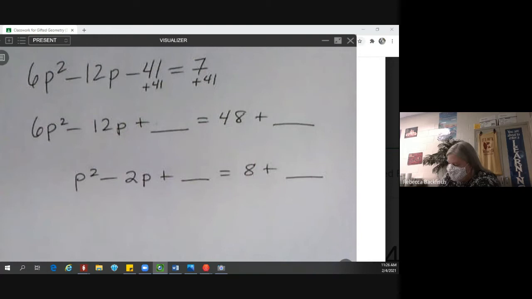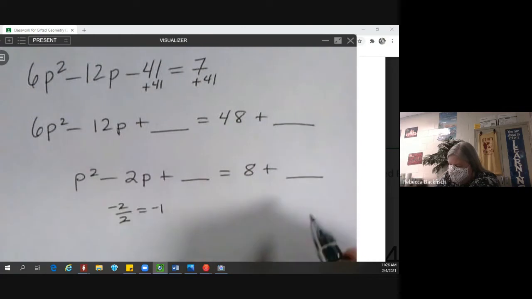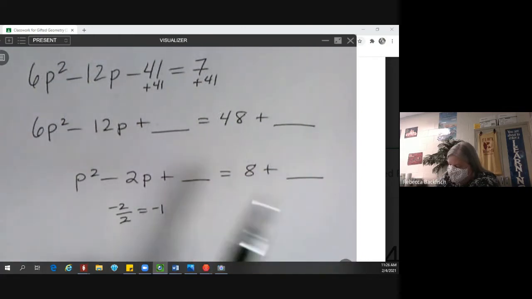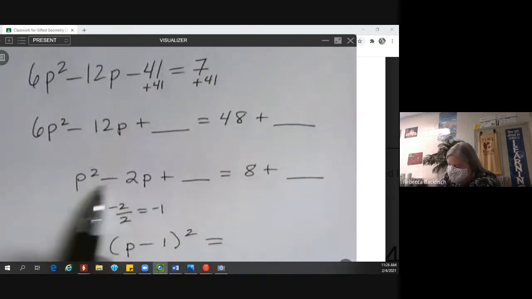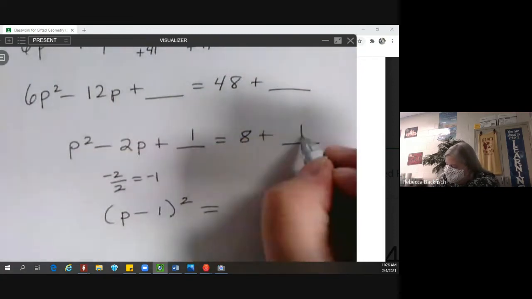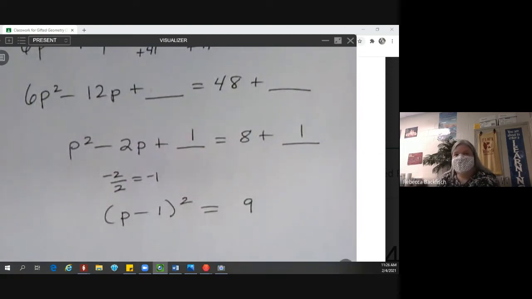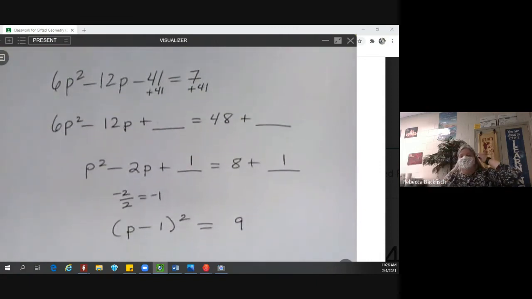All right, so here's where I take half of this number, which gives me -1, and I'm going to square that and put it here and here. As soon as I get this number, though, I already know what it's going to look like factored. So when I fill this in, this side will be the factored form. Okay, -1 squared is 1. So now I've completed the square. I've got it ready to start solving. When we solve by completing the square, we're really not solving by completing the square. We're solving by square root. We're solving by taking the square root of both sides. It's just that we had to complete the square to get ourselves to a point where we could do that.